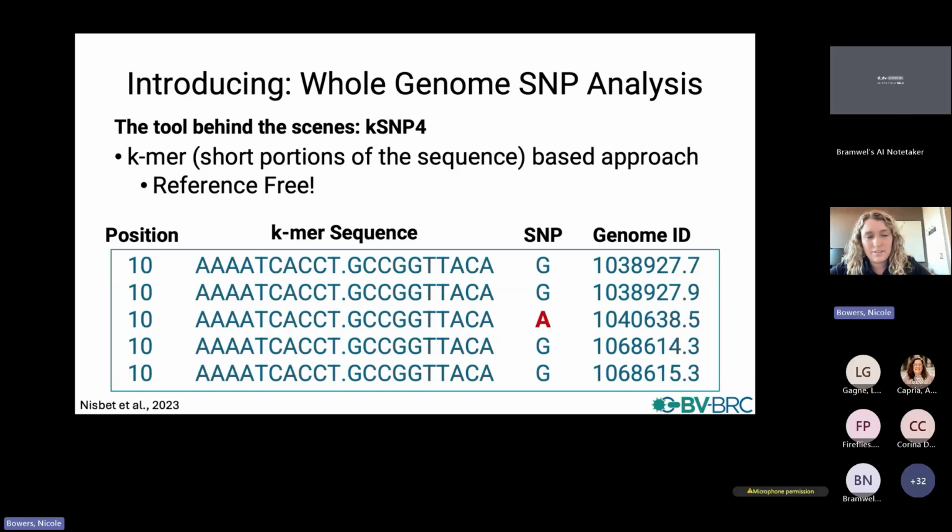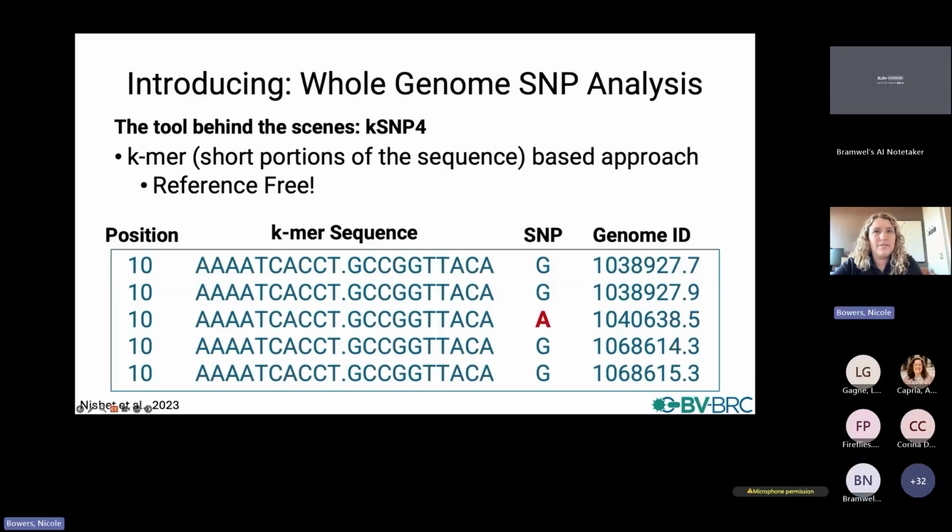And this allows the service to be reference-free, so we don't have the concept of a schema here, which can be great if you're trying to react quickly to something going on. And below is a snippet from one of the output files. We'll walk through it together, but the aim of this file is to describe the SNP, where it is in the sequence, and what genomes you can find it in.